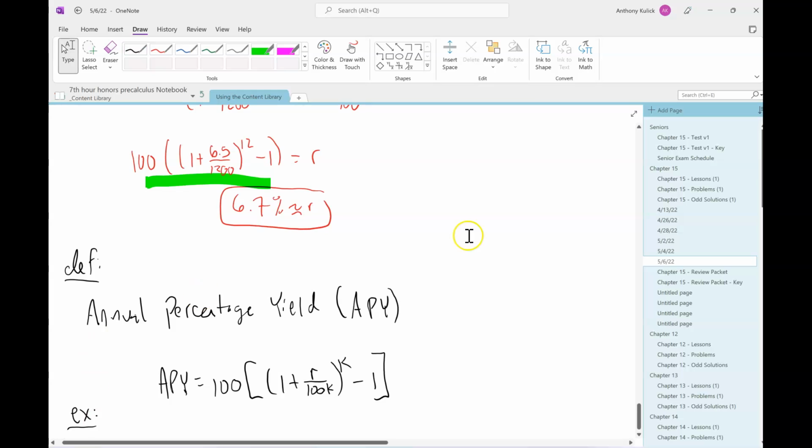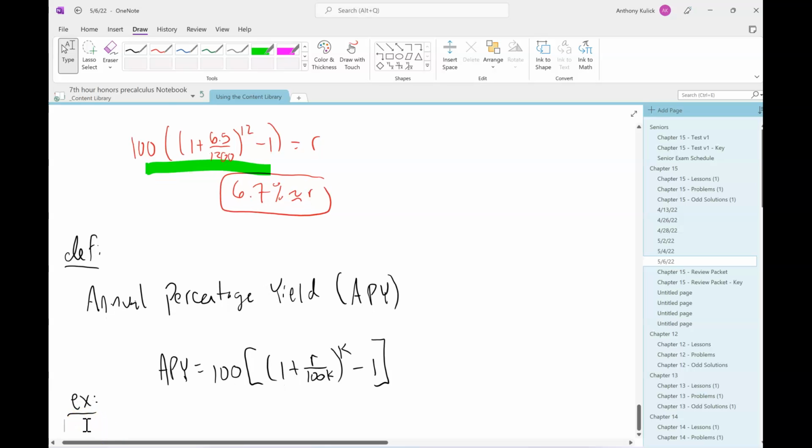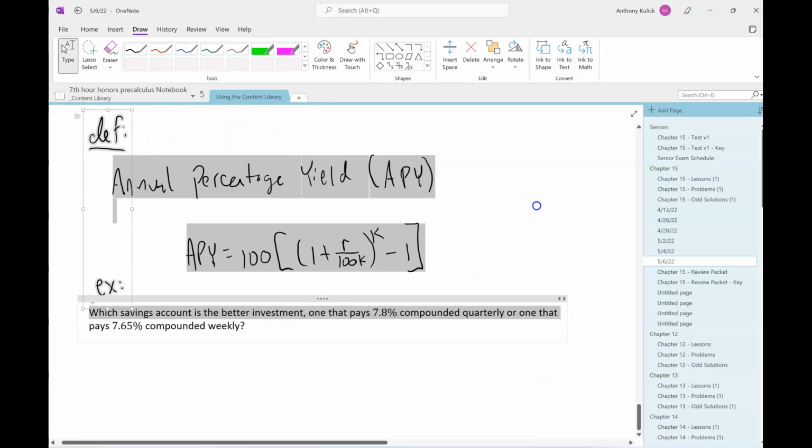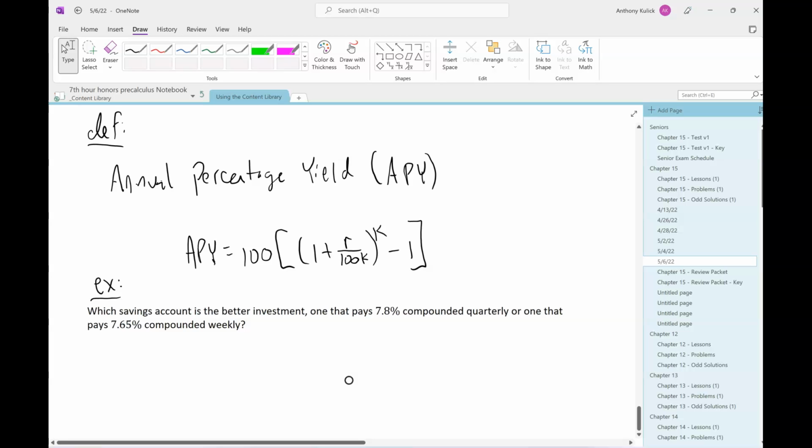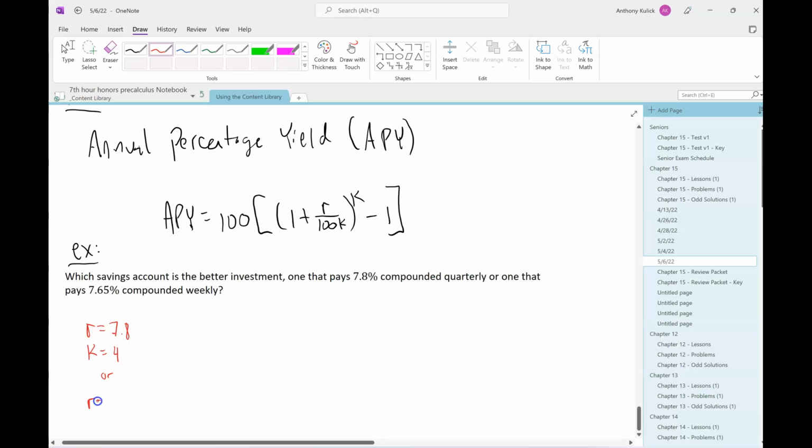Let's do an example here. It says, which savings account is the better investment? One that pays 7.8% interest compounded quarterly, or one that pays 7.65% interest compounded weekly? God bless you. All right. So we have these two situations. Anybody want to venture a guess as to which one is going to be the better one before we calculate it and find out for sure?